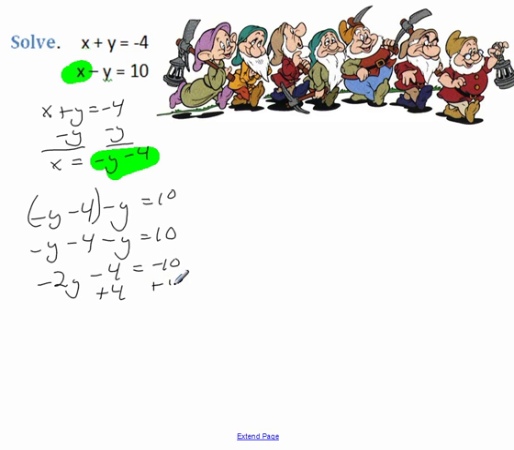And you get -2y equals -10 plus 4, which is -6. Divide both sides by -2, and you get y equals 3. Now we're solving a system of equations.